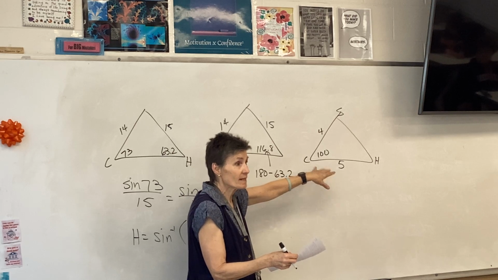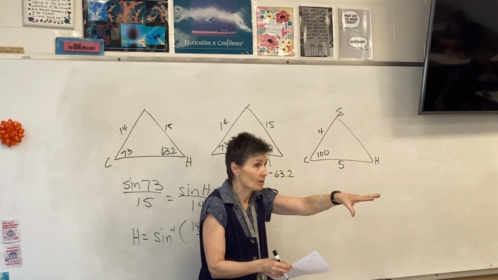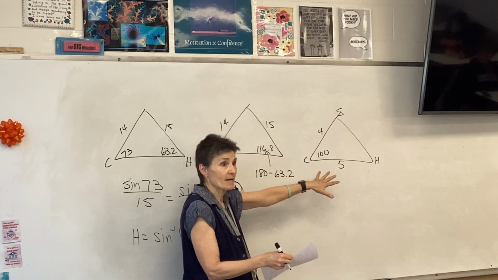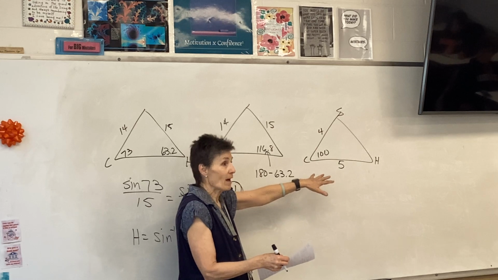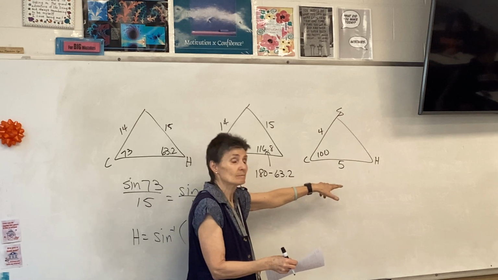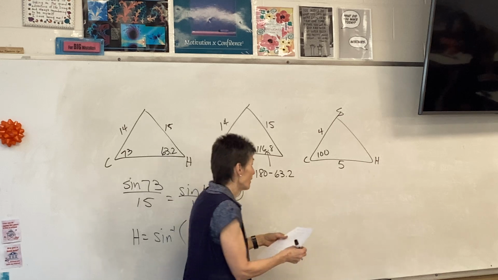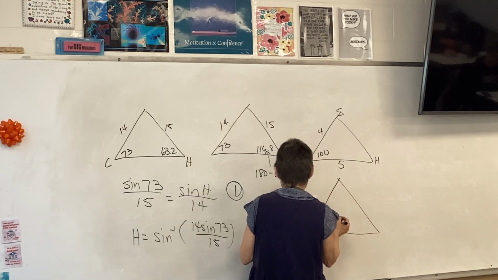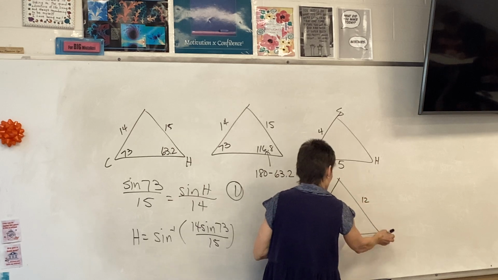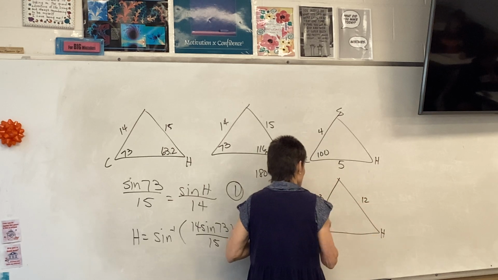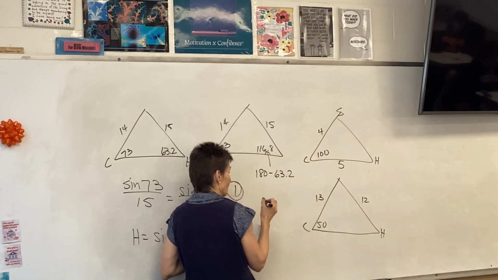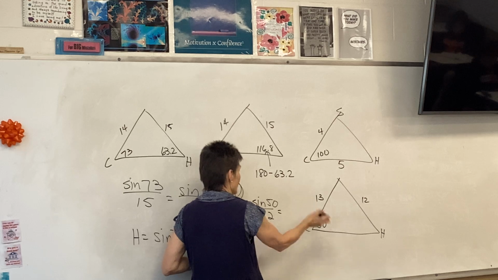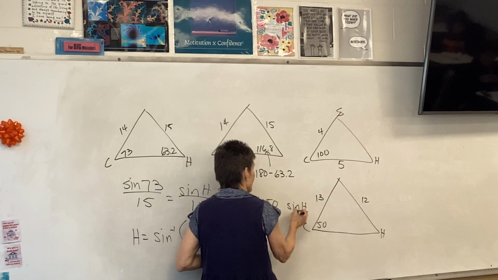The only time there can be more is ASS. And that is not ASS. Okay, let's go do the last one since that was a trick one. So we got 50, 12, 13. All right, this one might be trouble. So sine 50 over 12 equals sine H over 13.